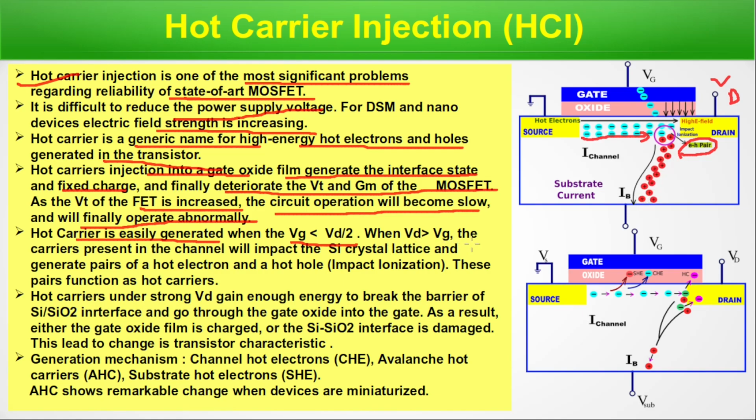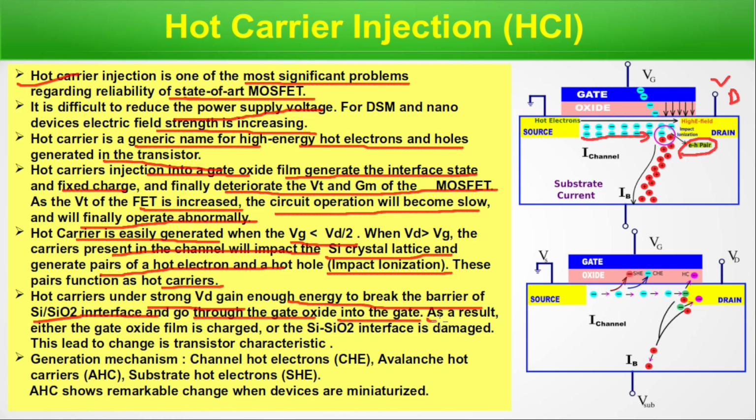When VD is greater than VG, the carriers present in the channel will impact the silicon crystal lattice and generate pairs of hot electrons and hot holes, that is impact ionization. These pairs function as hot carriers, high energy carriers. Hot carriers under strong VD gain enough energy to break the barrier of the silicon dioxide interface and go through the gate oxide into the gate.